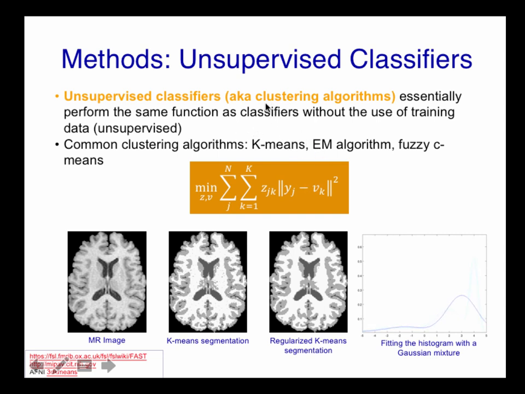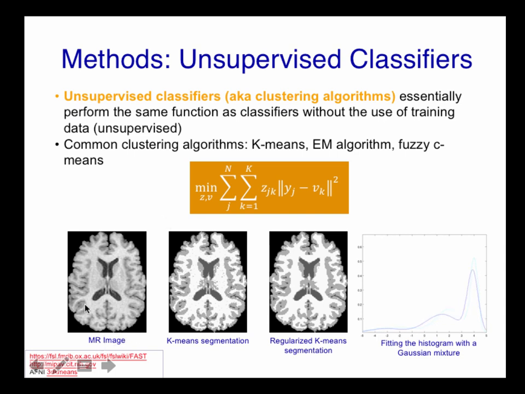So most generative models, most unsupervised classifiers, which don't require training data, are generative, but they don't have to be. There are algorithms where I could actually take this function and put an exponent here, and I get these fuzzy C-means algorithms, which are not necessarily generative algorithms, but they're still unsupervised classifiers.